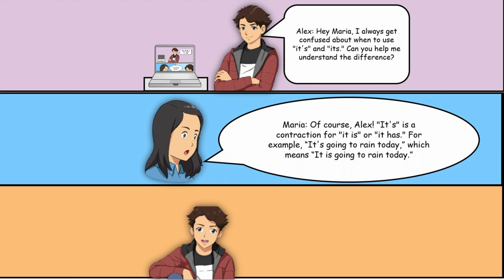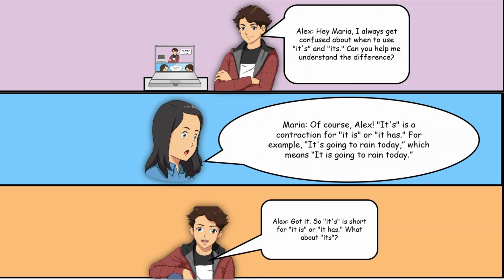Of course, Alex. IT with apostrophe and s is a contraction for it is or it has. For example, it's going to rain today, which means it is going to rain today. Is this clear? Got it. So, IT apostrophe s is short for it is or it has.